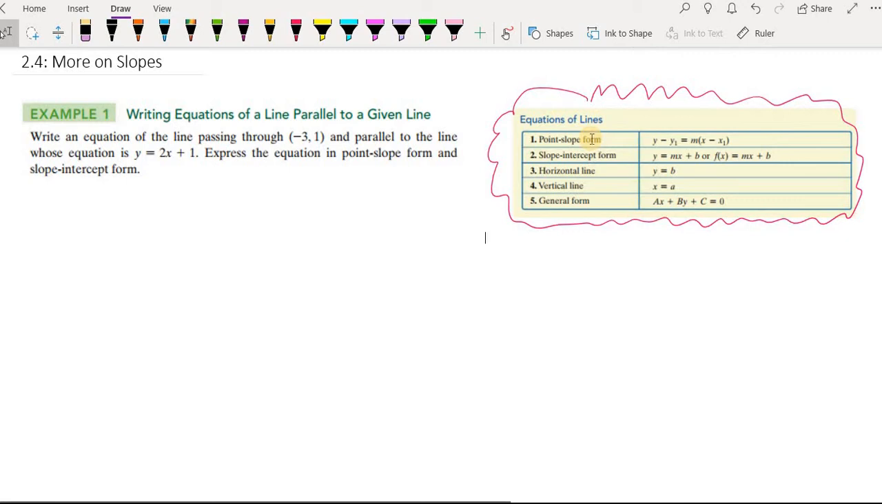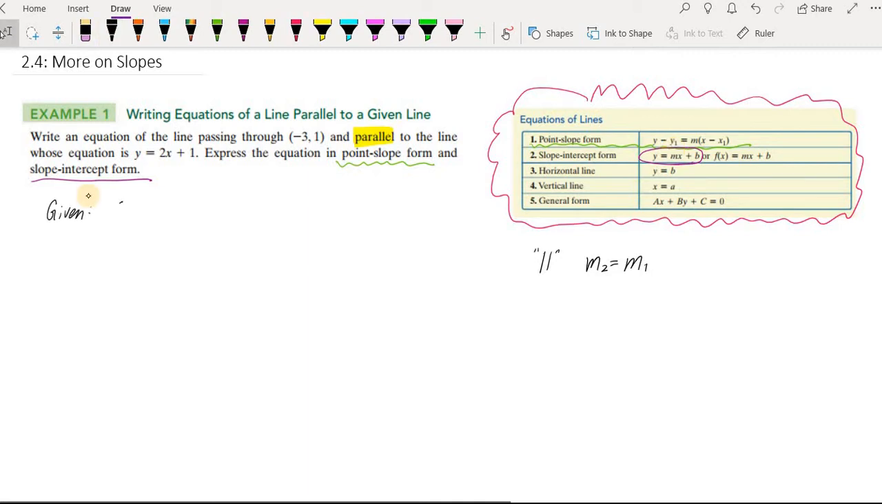Okay, a couple of things we need to know. Here we mentioned parallel. Anytime you have parallel, that means slope 2 is equal to slope 1. Also, make sure you know the point-slope form, and you need to know the slope-intercept form. Those are the things you need to know before we start the question.